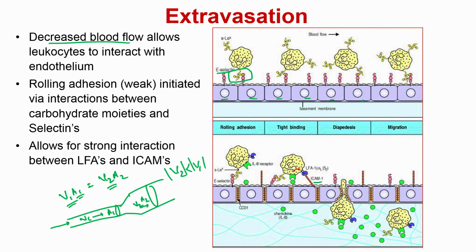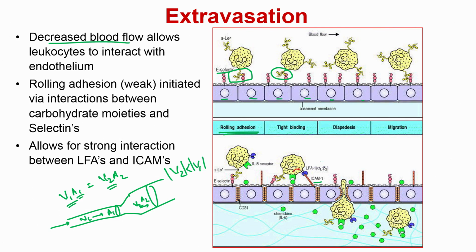Now they are starting to bind. Once they start binding, they are slowed down even further. So, they have more time to roll along the blood vessel, because they can't really go with the blood because of this interaction, and they start to slow down. This is called rolling adhesion. They are essentially just rolling on the surface and binding more and more.